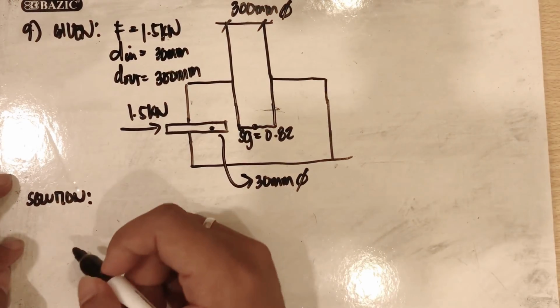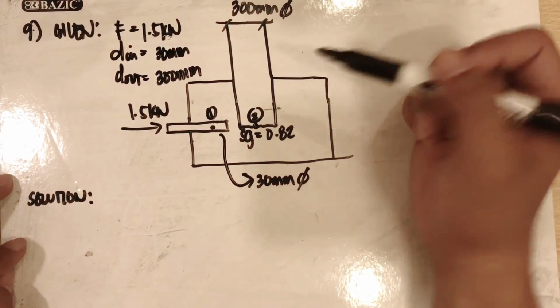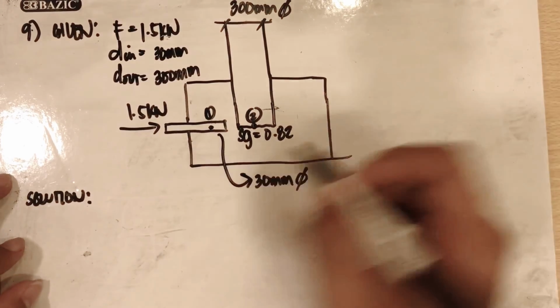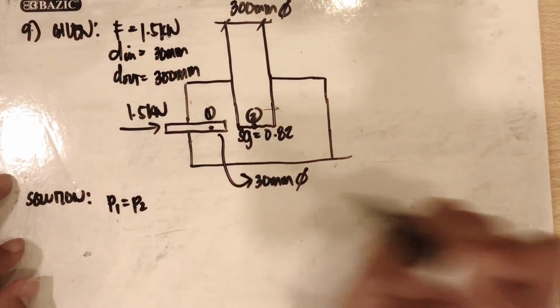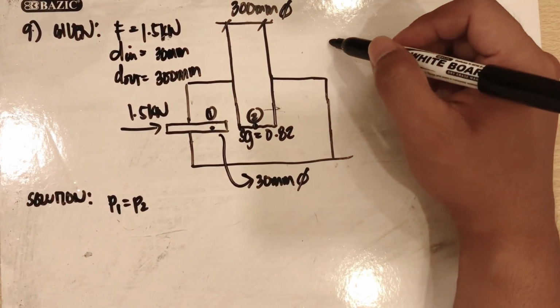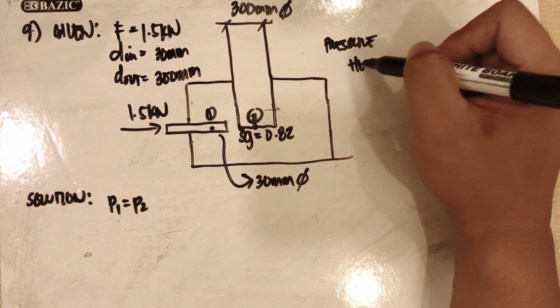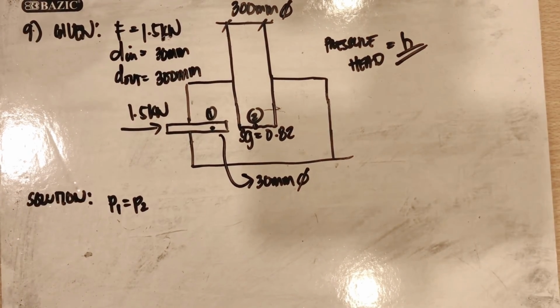Ayan. So, for the solution, since point 1 and point 2, yung input and output natin, lie on the same elevation, P1 is equivalent to P2. So, wala siyang difference in pressure. So, yung difference in pressure natin, yun yung tinatawag natin na pressure head, also known as the H value.